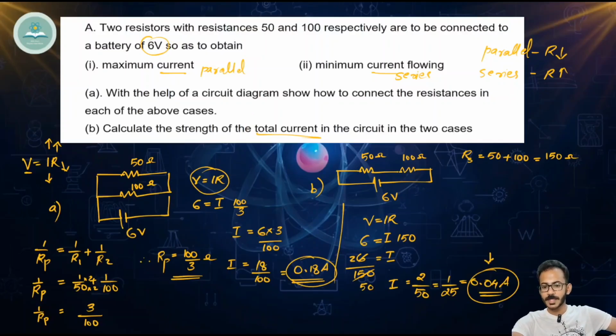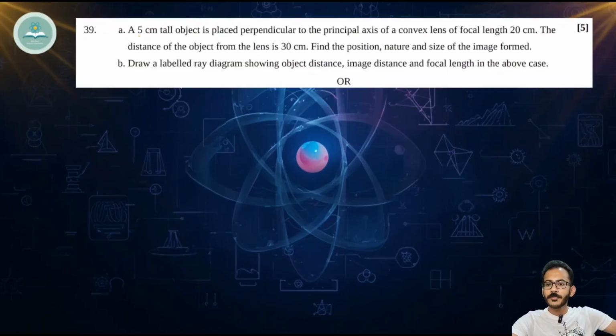We'll go to the next question. Here, a 5 centimeter tall object is placed perpendicular. So, height of the object is given here. Height of the object is 5 centimeter.